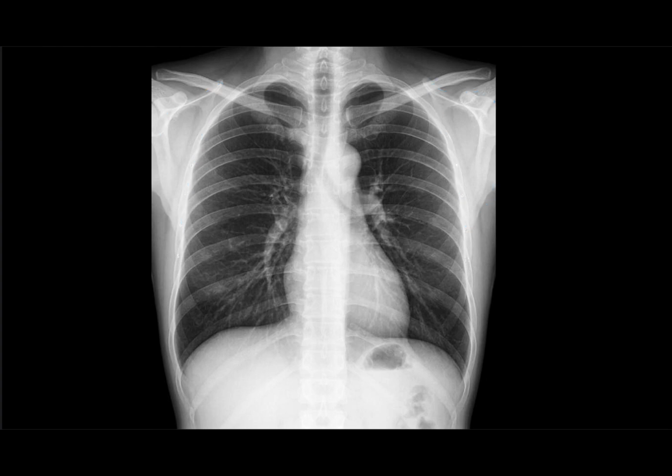If it were to be an AP view, the scapula would overlie the ribs like this. When you look at it, you'll see the scapula on the ribs like this. That's an AP view. But this particular one is a PA view.